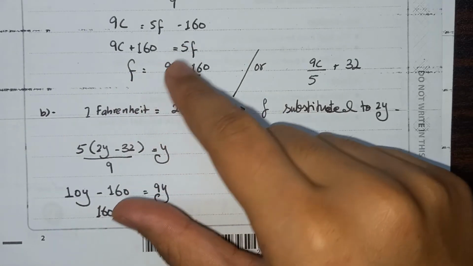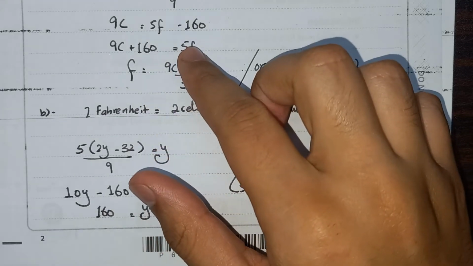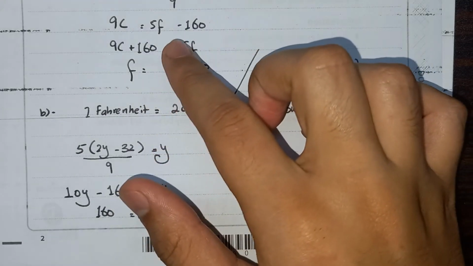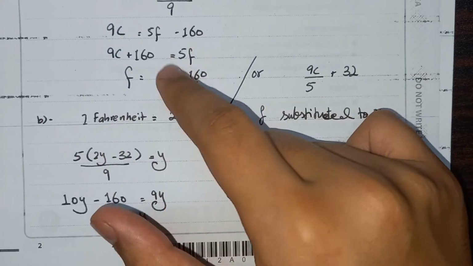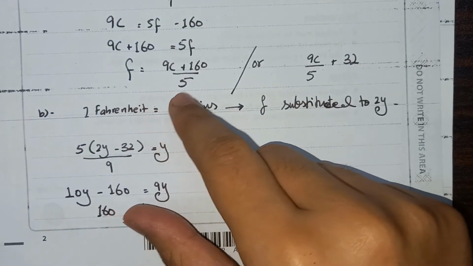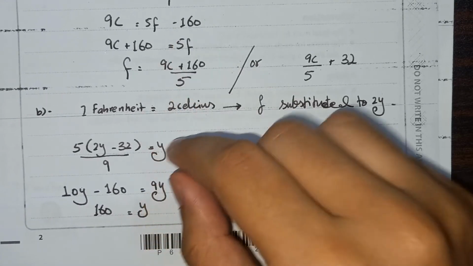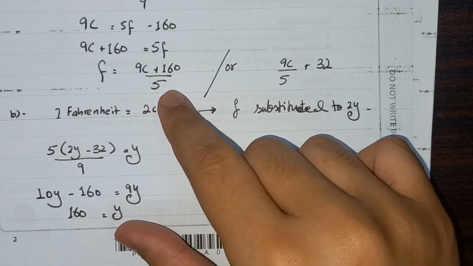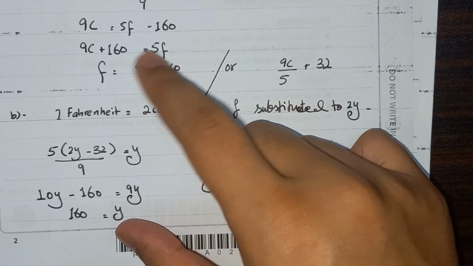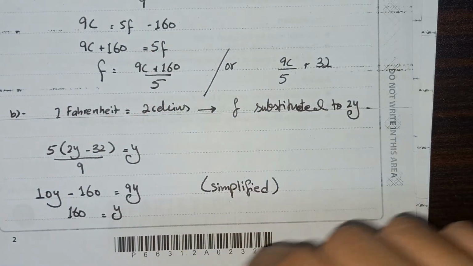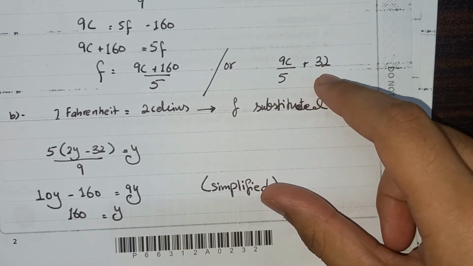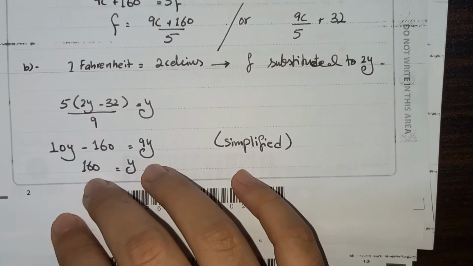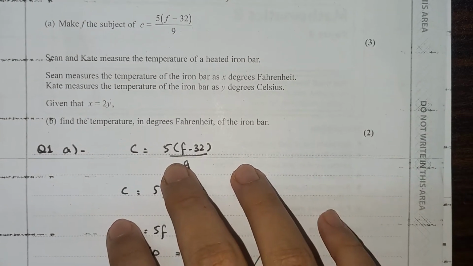And for the final step, to make F the subject, we simply have to remove this 5 from here. So we divide both sides by 5, and it simplifies with this 5, and we get F equals this. Or if you want to simplify further, you can simplify 5 individually with both the 9C and 160. So 9C divided by 5 is 9C/5, but 160 divided by 5 is 32, as we know from the equation above.